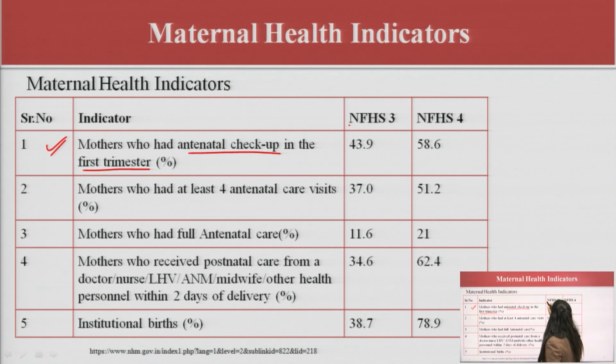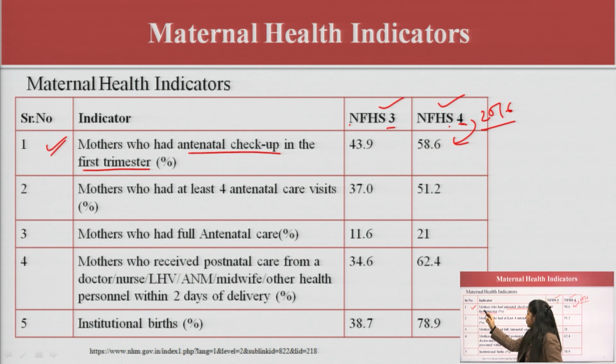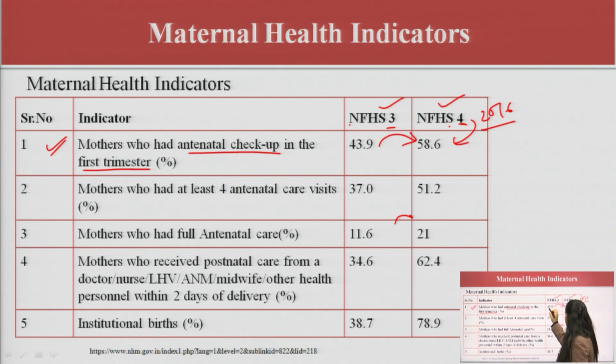There are two surveys, the National Family Health Survey 3 and National Family Health Survey 4. The recent data we have is from National Family Health Survey 4, nearly 2016. The values are written here. For mothers who had taken the checkup in the initial 3 months of pregnancy, we have seen the percentage increased from 43.9 to 58.6.